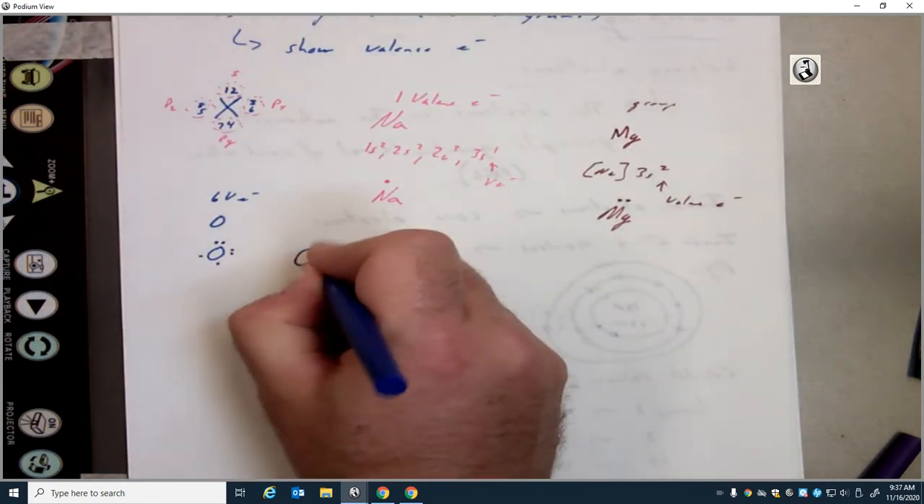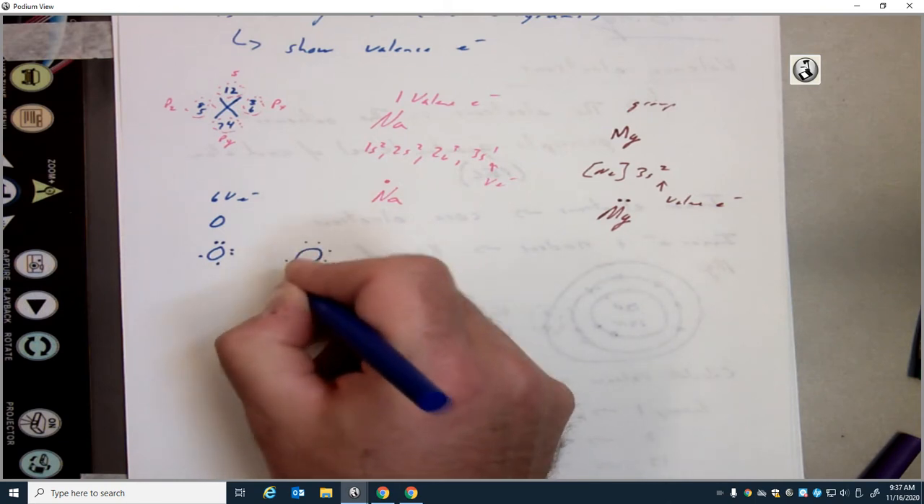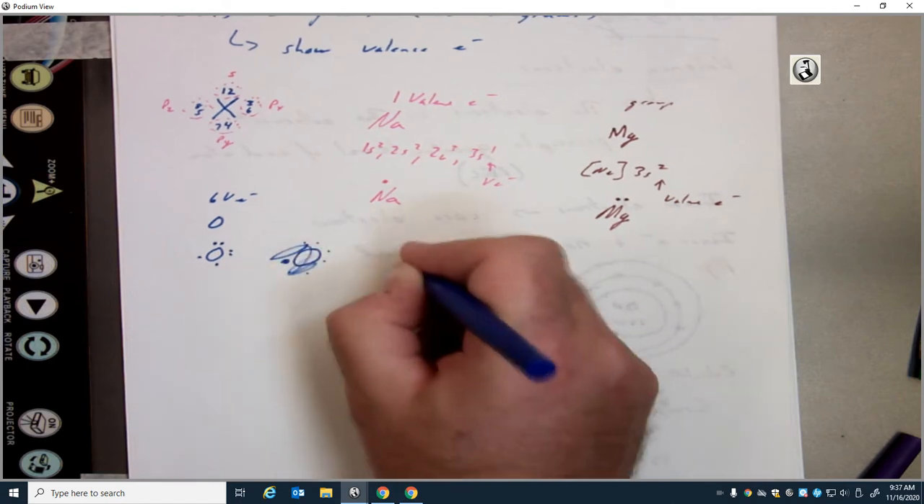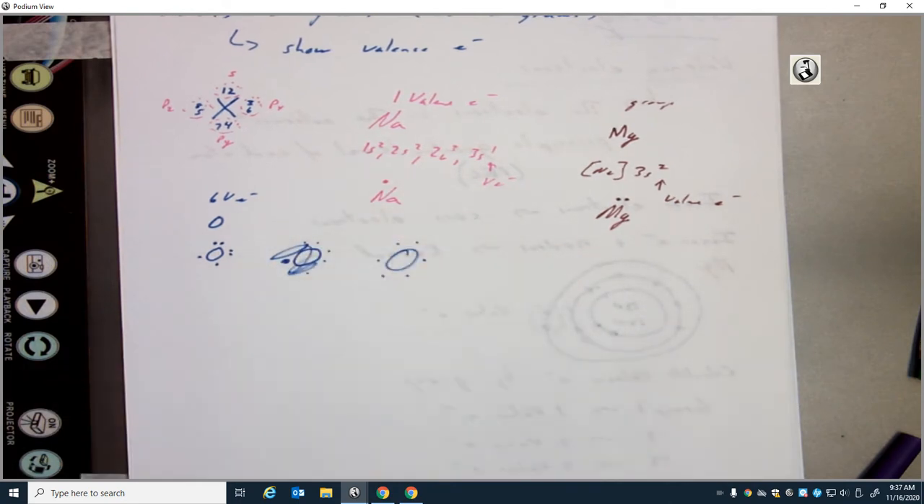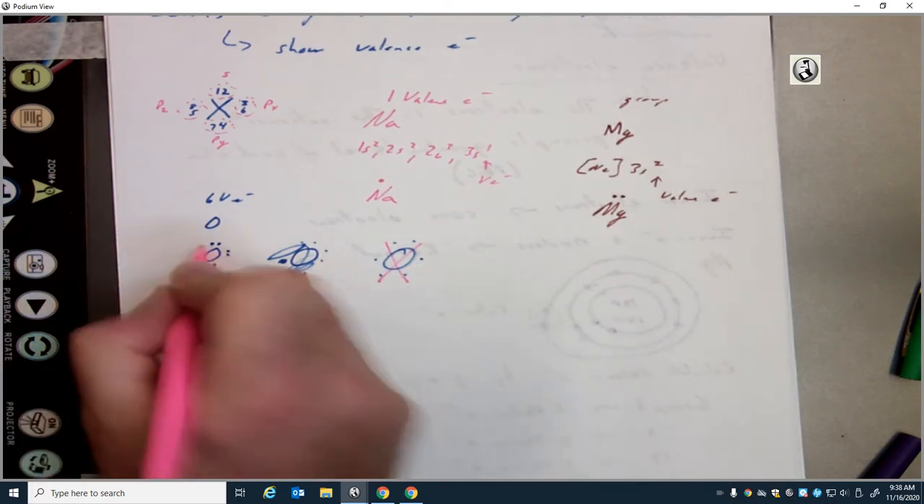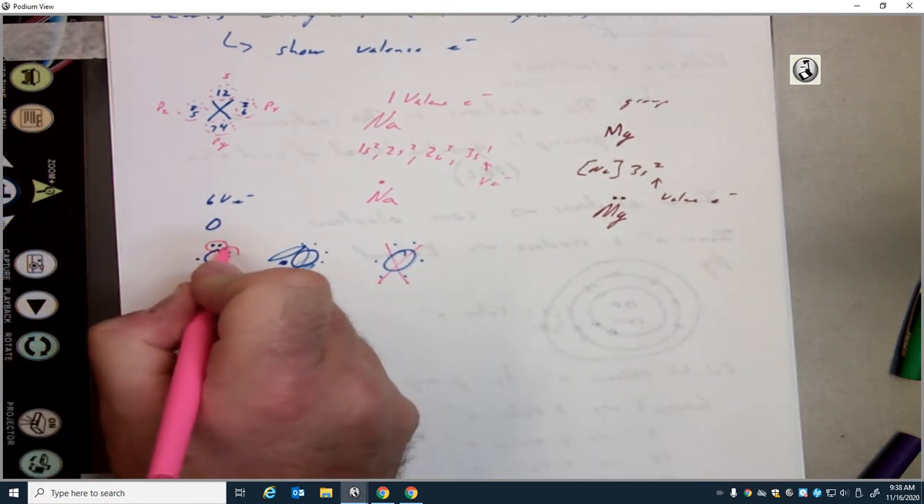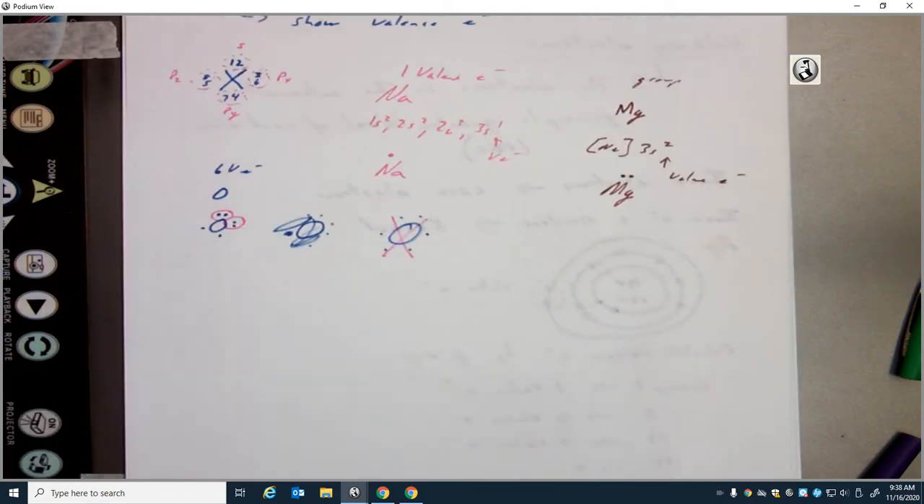So if I see a dot diagram of oxygen like this, 1, 2, 3, 4, 5, 6, oops, nuts. 1, 2, 3, 4, 5, 6. Right? This would be wrong. You've got to be able to see these pairs, right? Because we're going to be pairing up electrons.